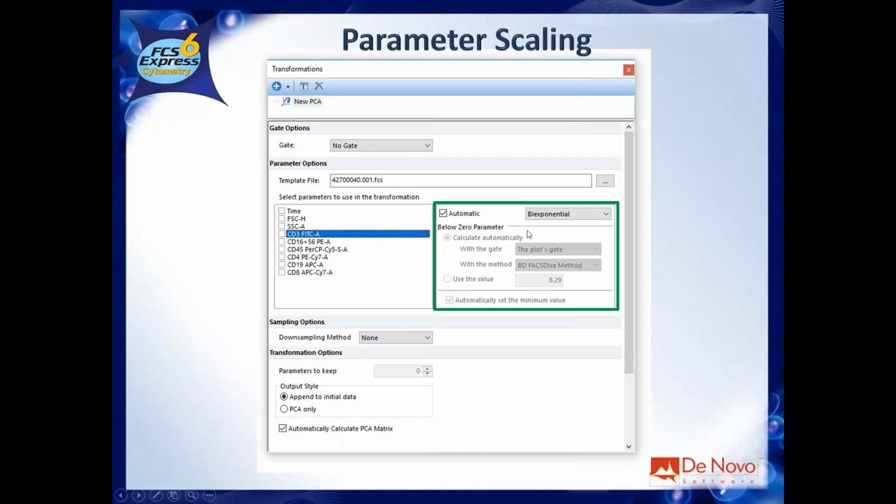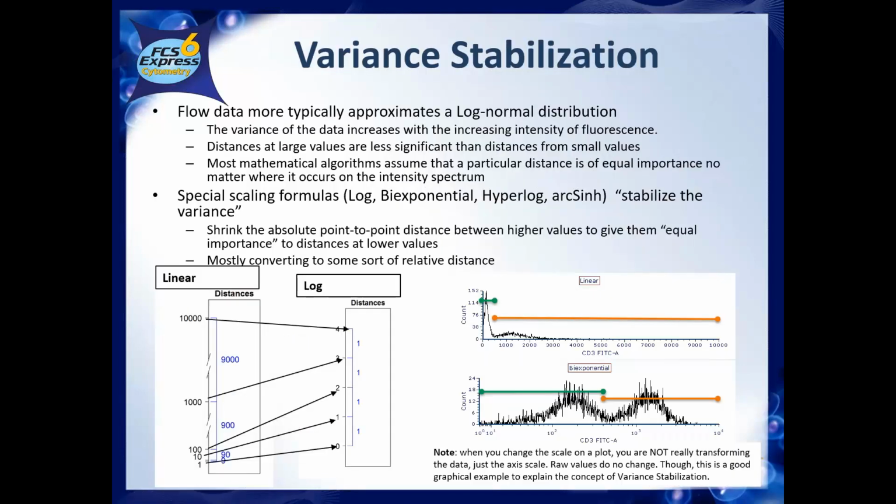I want to focus the next part on parameter scaling. Why do we need to apply a scaling to parameters when we want to run a transformation? This is the reason: variance stabilization. This is the crucial point. We all know that data in flow cytometry approximate a log-normal distribution, and this is basically why we always use log or biexponential scale in our plots. Why is this happening? Because the variance of the data increases with increasing fluorescence intensity.